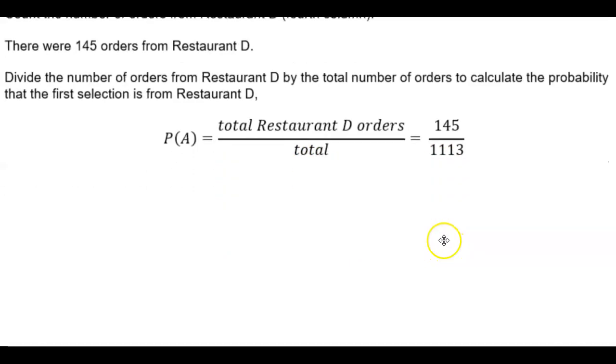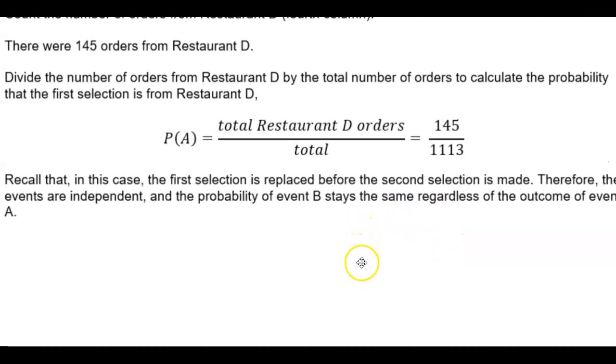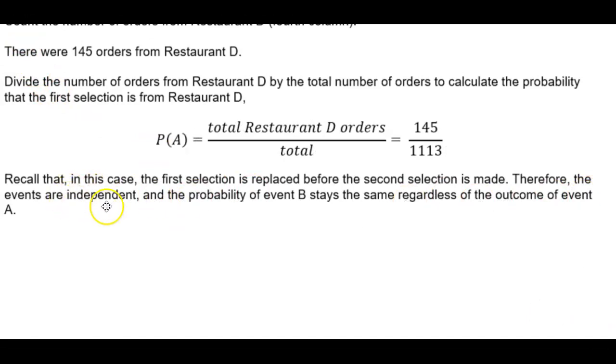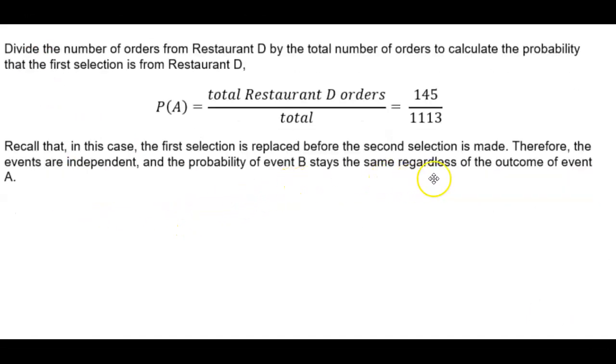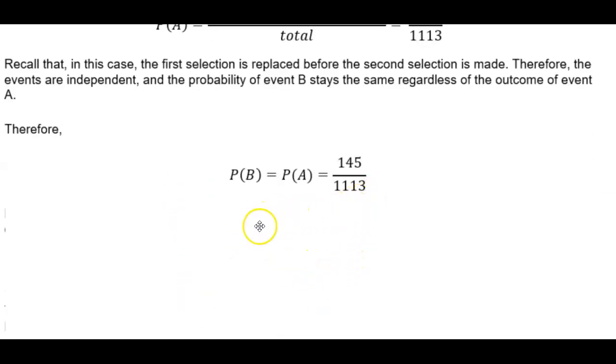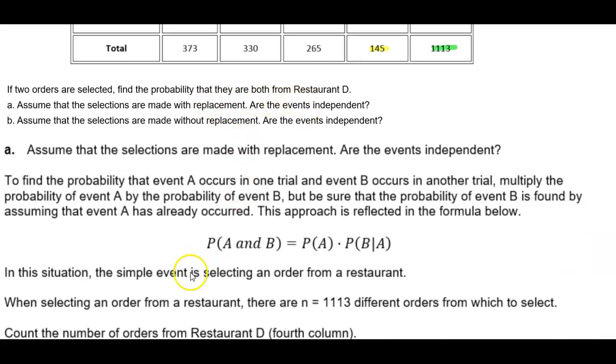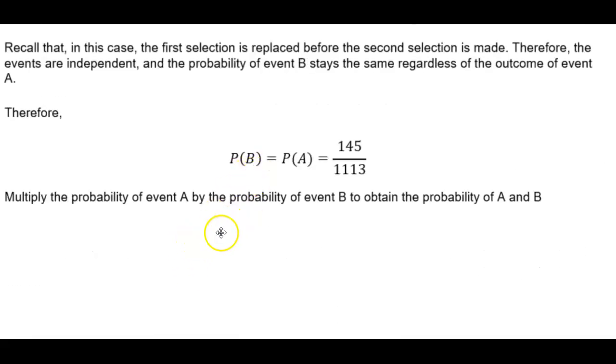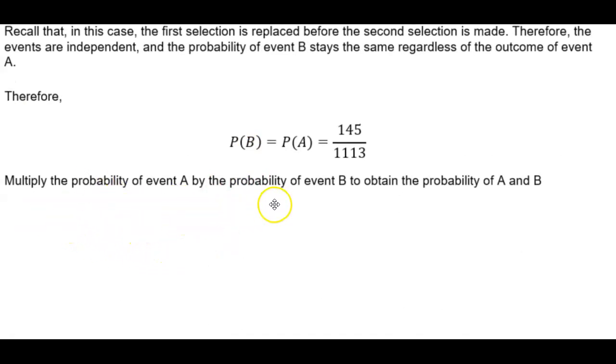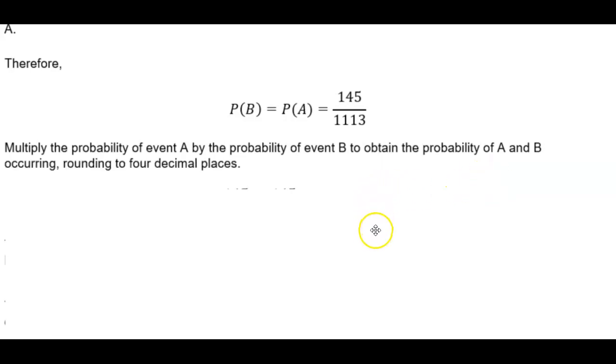Recall that in this case, the first selection is replaced before the second selection is made. Therefore, the events are independent, and the probability of event B stays the same regardless of the outcome of event A. So the probability of B is the same as the probability of event A, which is 145 over 1,113. Since they are both from restaurant D, we multiply the probability of event A by the probability of event B to obtain the probability of A and B occurring, and then round to 4 decimal places.